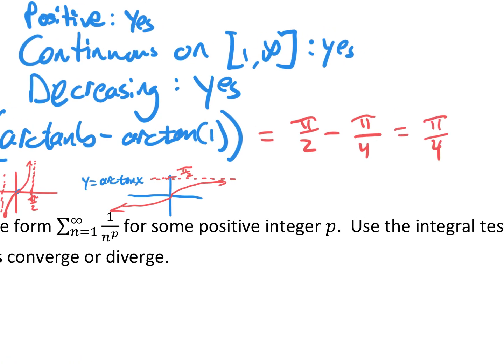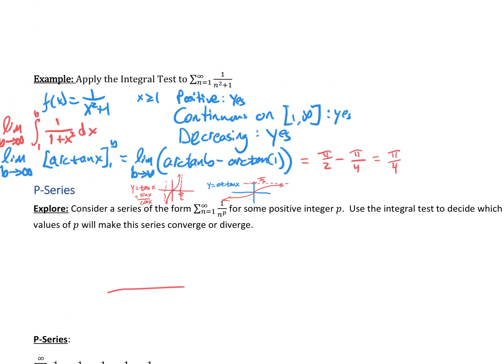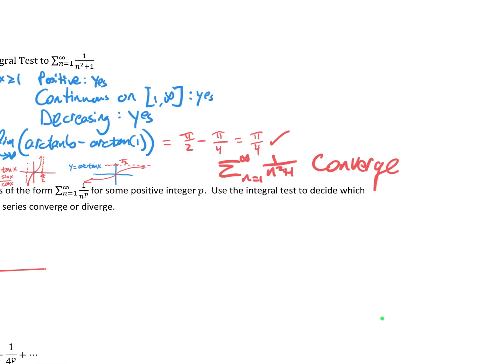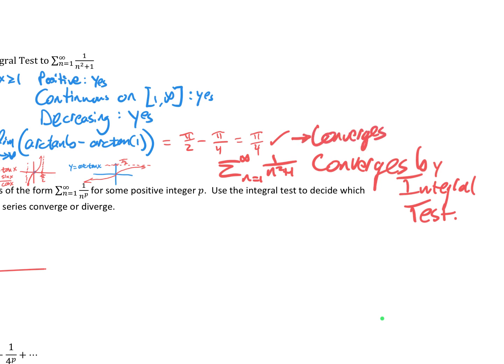Okay. But all that really matters to us is that this has a limit. And since it has a limit, this integral converges. So the integral converges, so the series 1 over n squared plus 1 converges by the integral test. Okay? So the fact that it goes to a finite number means that this converges. Therefore, that series will converge.